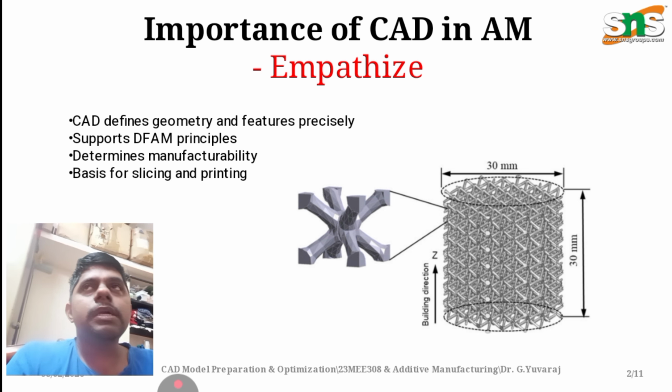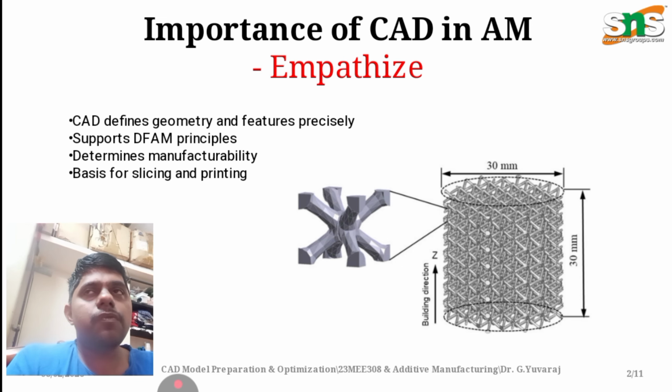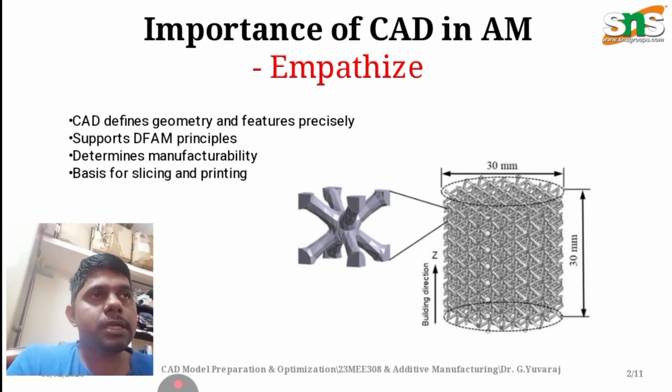The first one: CAD defines the geometry. The importance of CAD in additive manufacturing is that we have to define the geometry and features precisely. While designing the component, we have to mention input parameters like dimensions, thickness and layers, what material we are using, and how that material is executed layer by layer. We have to understand all these CAD parameters, which is why we design the component using the CAD model.